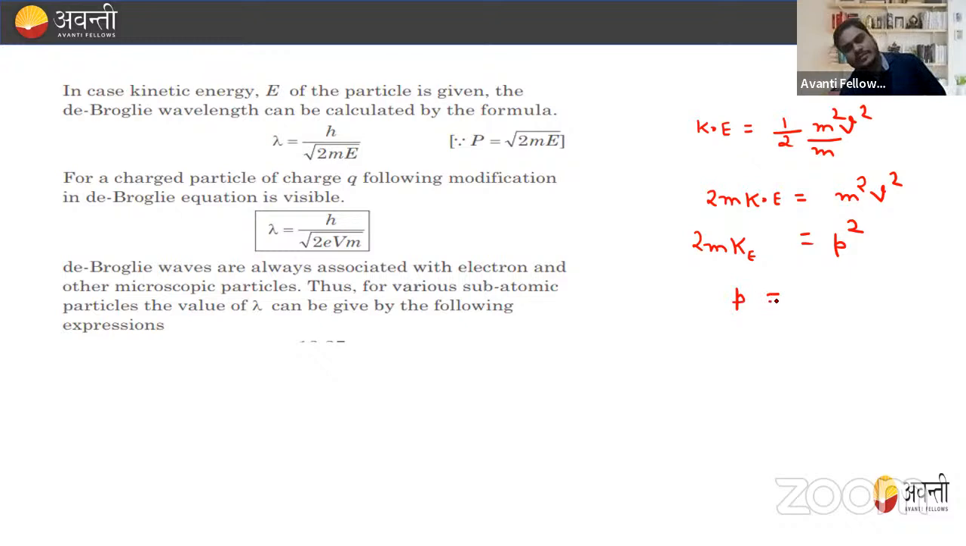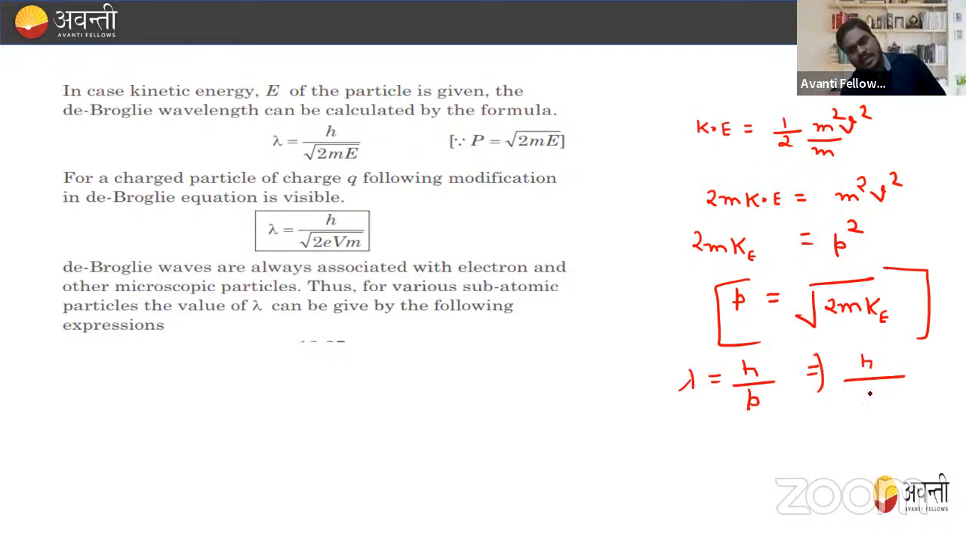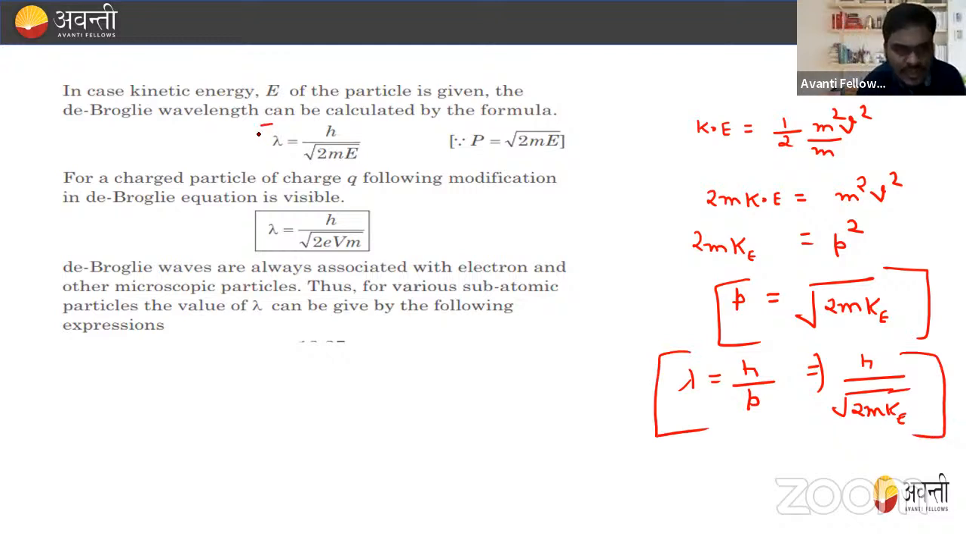So what is p? p is equal to the square root of 2m times the kinetic energy. So just put this value. We know that lambda is equal to h upon p. So put this value, and it will become h over the square root of 2m KE. So this is how you got this formula, right? Lambda is equal to h upon the square root of 2m KE. This formula we got from this. So this is the relationship between lambda and the kinetic energy.